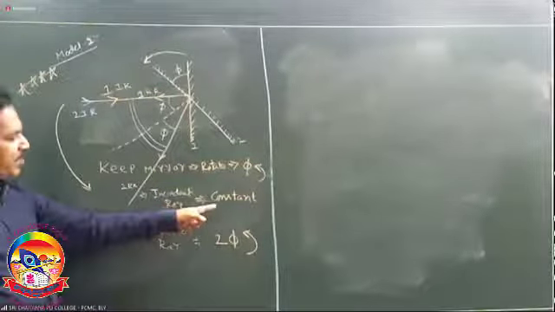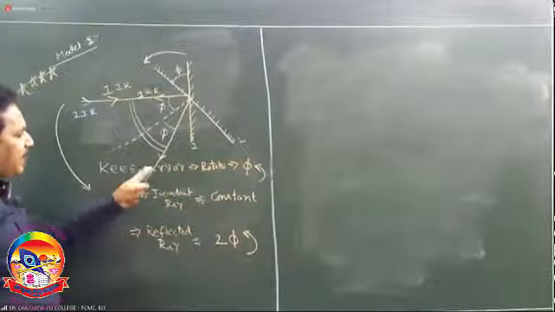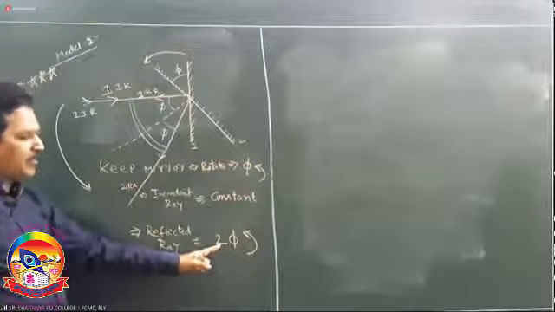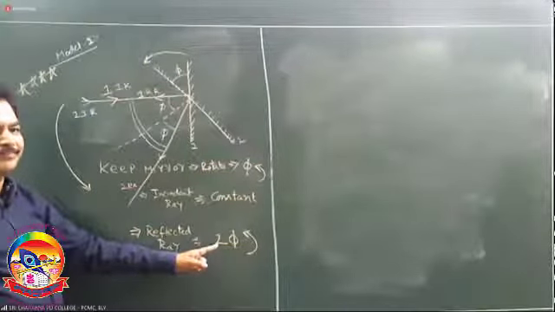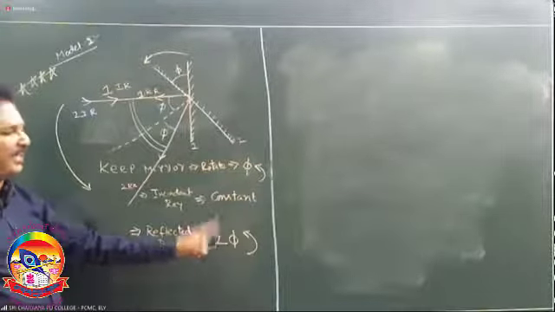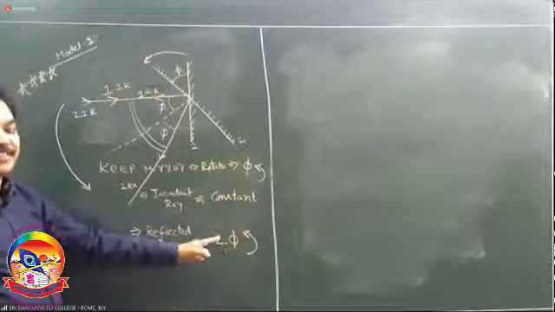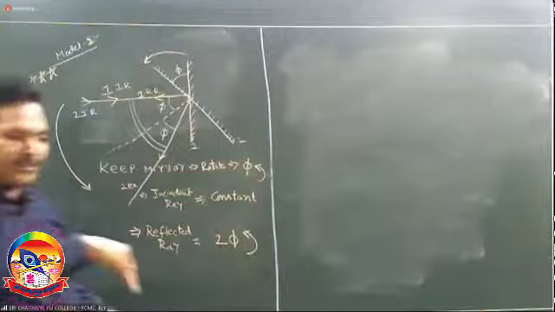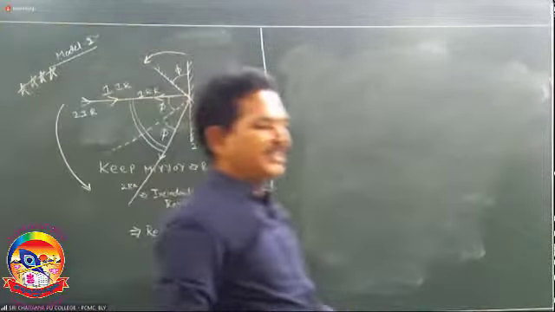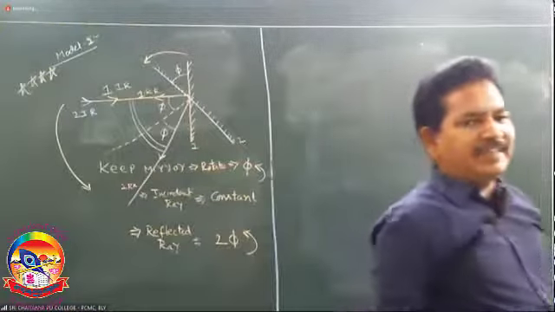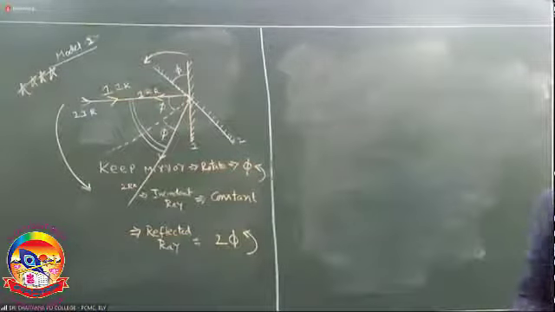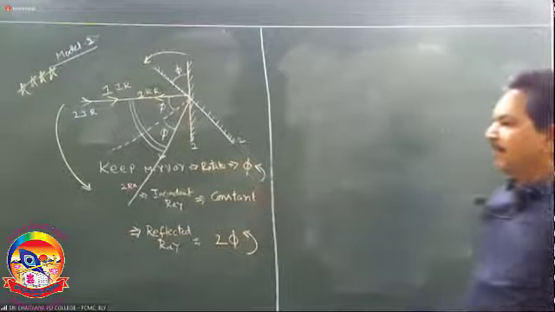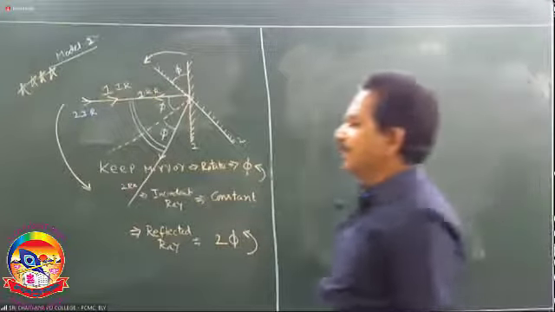Incident ray is kept constant, the mirror is rotated by phi, then the reflected ray rotates by 2 phi, in the same direction. But if you see my previous derivation, it was opposite. If the incident ray rotates clockwise, then the reflected ray rotates anti-clockwise. So I am writing a table for this one.